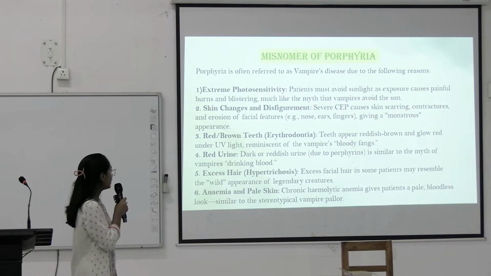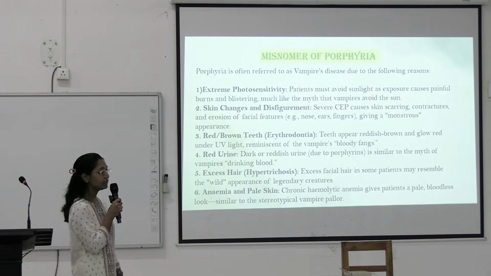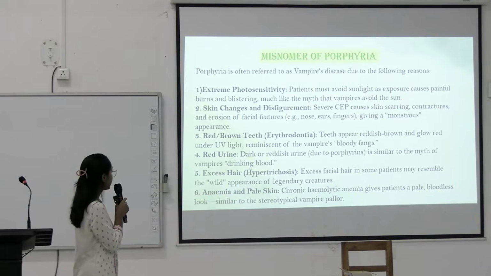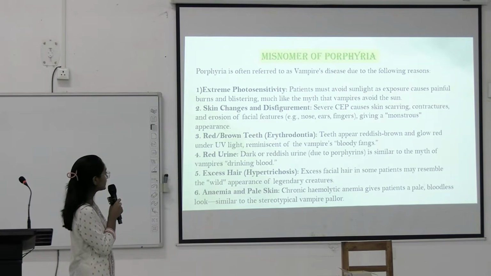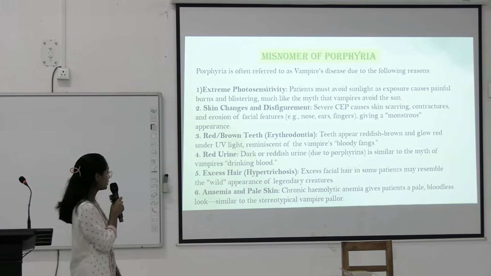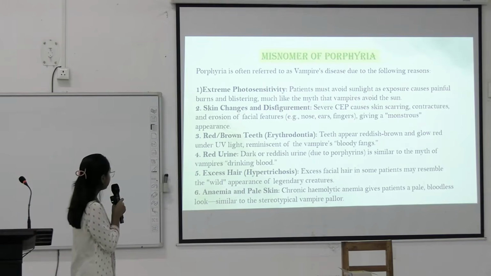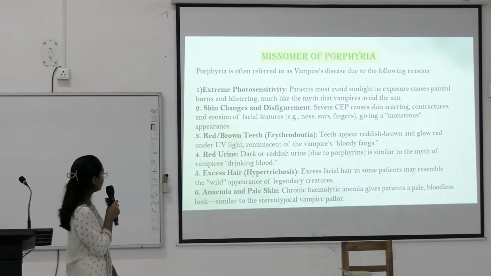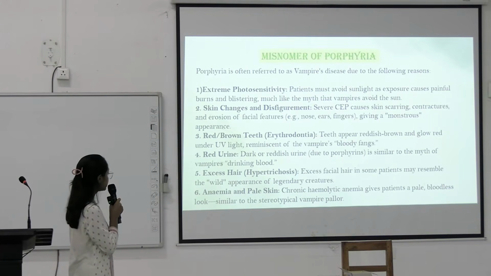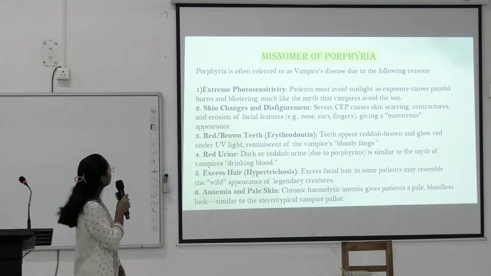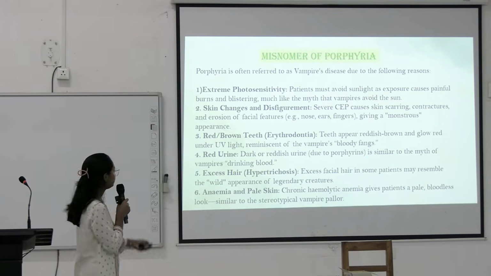Fourth, red urine. Dark or reddish urine due to porphyrins is similar to the myth of vampires drinking blood. Fifth, excess hair, which is hypertrichosis. Excess facial hair in some patients may resemble the wild appearance of vampires or legendary creatures. Sixth, anemia and pale skin. Chronic hemolytic anemia gives patients a pale, bloodless look similar to the stereotypical vampire pallor. So, these were the causes of the misnomer of porphyria.